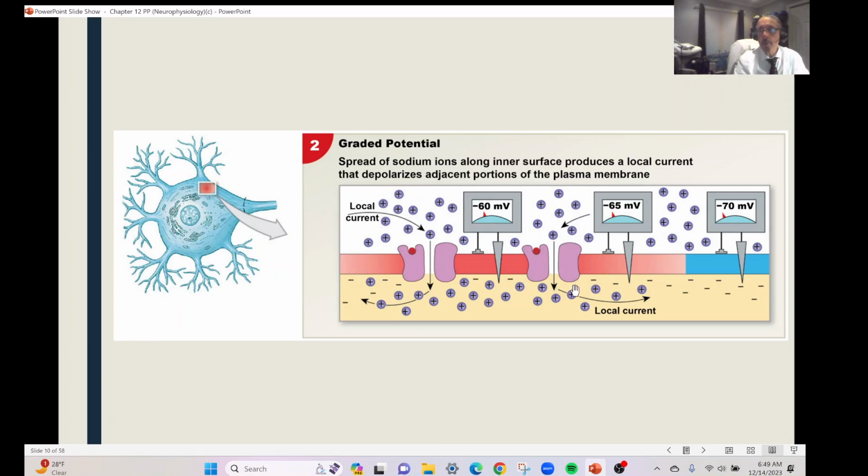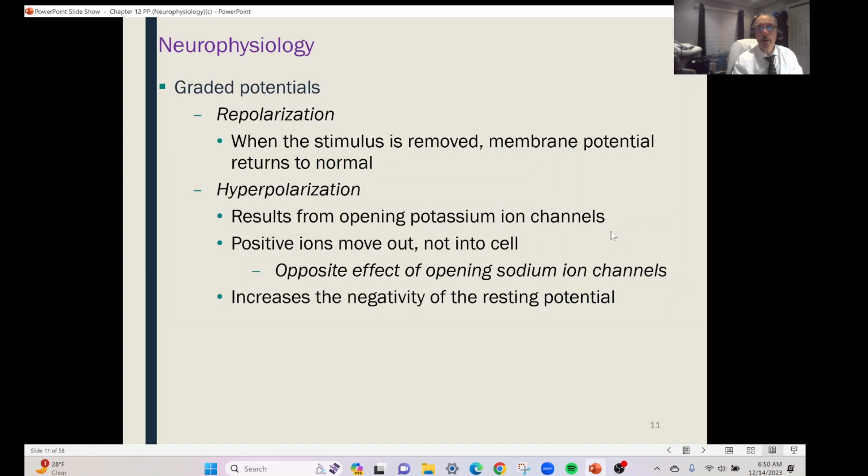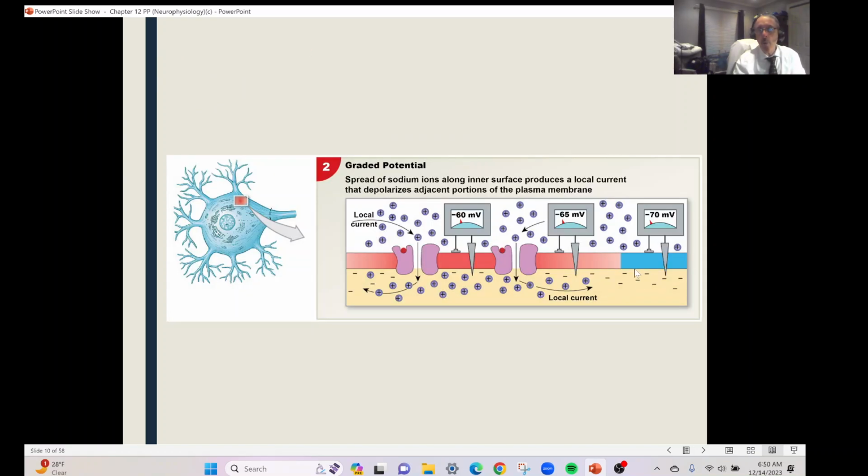As the sodium moves along the cell membrane of the cell body, now this section is starting to become more positive. See, here we're down to minus 65. The first section went up to minus 60 because it became more positive. So this local current, as the sodium is flowing, it's causing depolarization of the next section of the cell membrane. And it would just continue that way. Then this section would depolarize, and then the next section would depolarize, and it would just move along that way. It doesn't go very far.